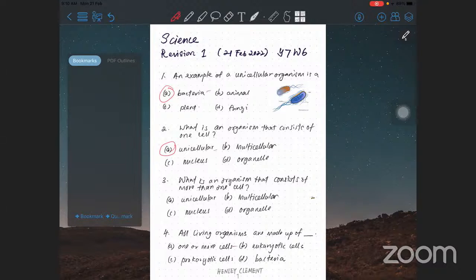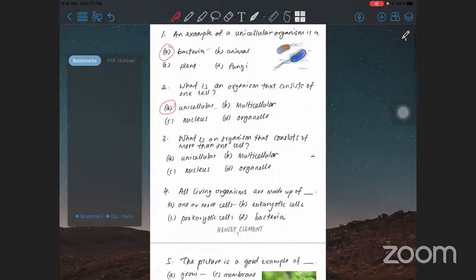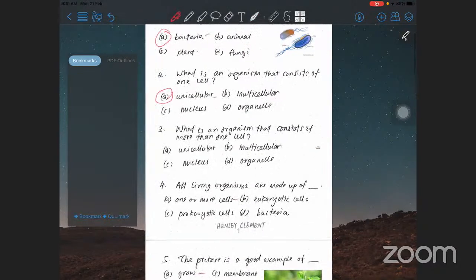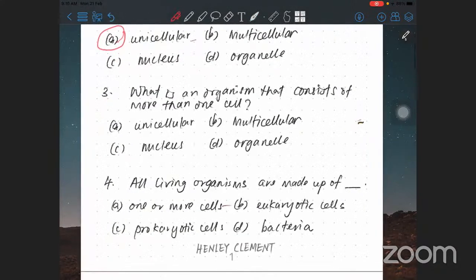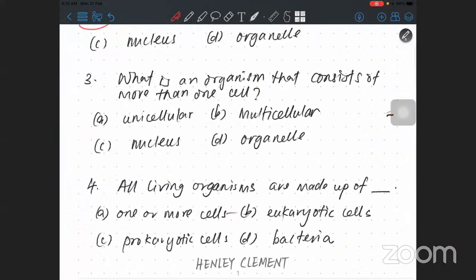Number 3. Let me enlarge this one. I think it's better, right? What is an organism that consists of more than one cell? Just now I also gave you the answer. It's called a multicellular organism.